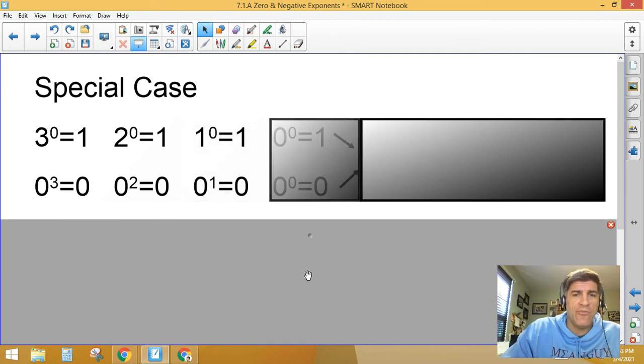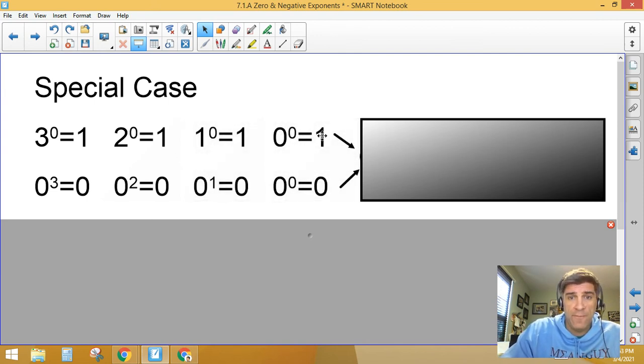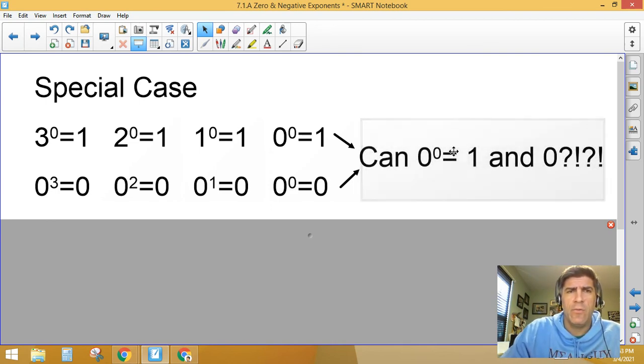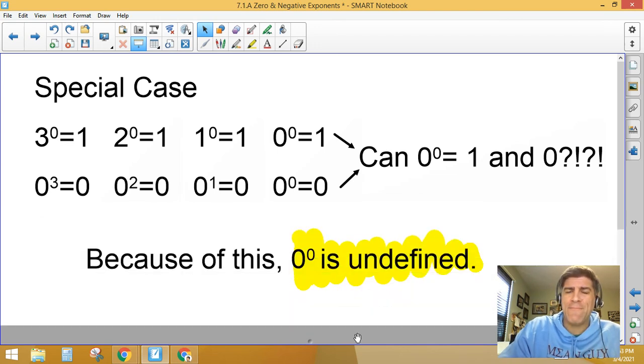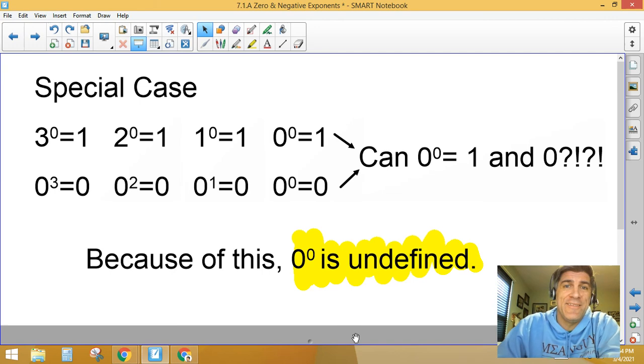Now, watch what happens. 0 to the 0 is 1. No, 0 to the 0 is 0. Wait, what? Can 0 to the 0 be 1, which the top row says, and 0 to the 0 be 0, which the bottom row says? Say what? Because of that, 0 to the 0 is undefined. There's no value for it. It just doesn't exist. 0 to the 0 can't happen.